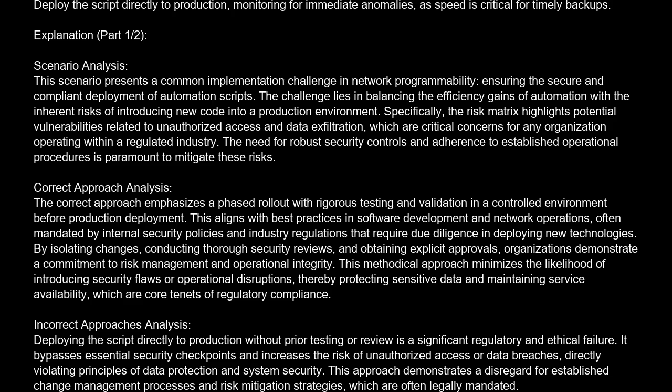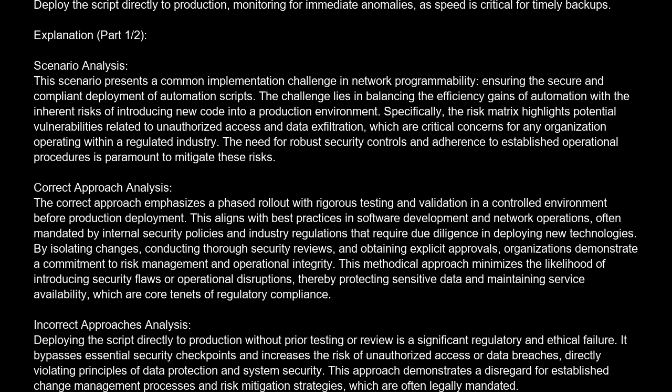Explanation. Scenario analysis. This scenario presents a common implementation challenge in network programmability, ensuring the secure and compliant deployment of automation scripts. The challenge lies in balancing the efficiency gains of automation with the inherent risks of introducing new code into a production environment. Specifically, the risk matrix highlights potential vulnerabilities related to unauthorized access and data exfiltration, which are critical concerns for any organization operating within a regulated industry. The need for robust security controls and adherence to established operational procedures is paramount to mitigate these risks.